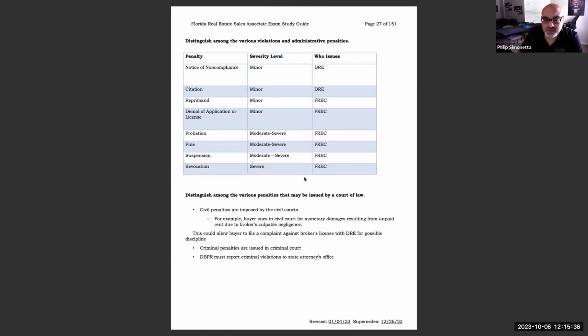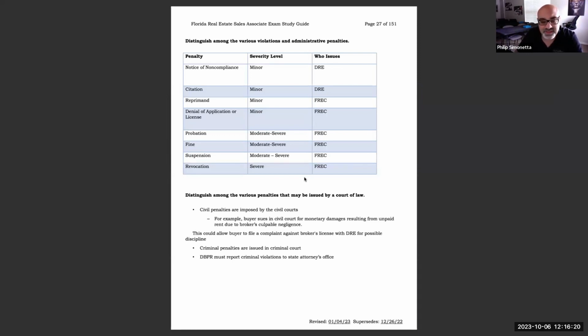Now you need to distinguish among the various penalties that may be issued by a court of law, right? Because that administrative is administrative, right? That's not criminal. The court of law is money and criminal, right? Yeah. So you have civil penalties imposed by civil courts. For example, a buyer sues in civil court for monetary damages resulting from unpaid rent to brokers culpable of negligence. Let's say the broker was a property manager. You know, maybe they didn't collect the rent and give it to the owner, right? So this could allow a buyer to file a complaint against a broker's license with the DRE for possible discipline. Not only can they sue them in court, they can also file a complaint about discipline. And then criminal penalties are issued in criminal courts.